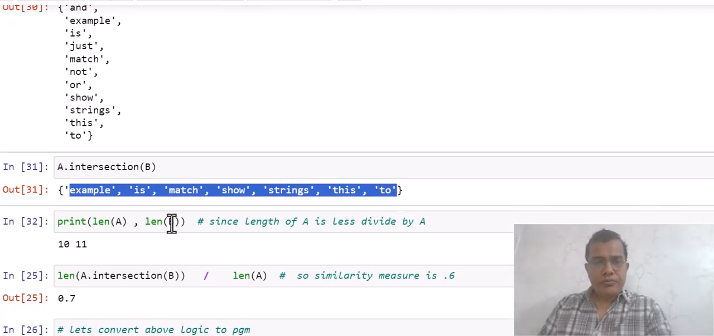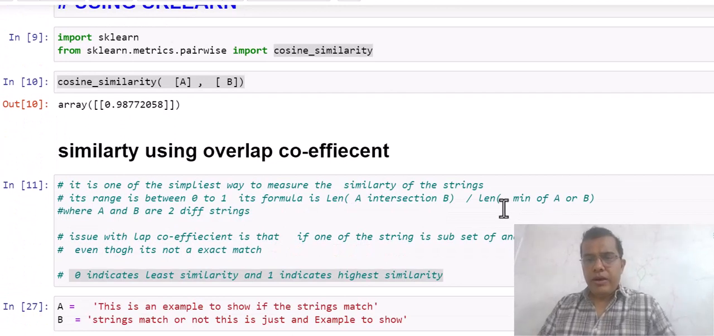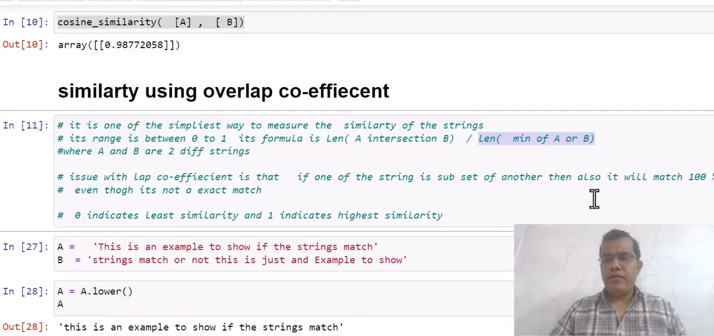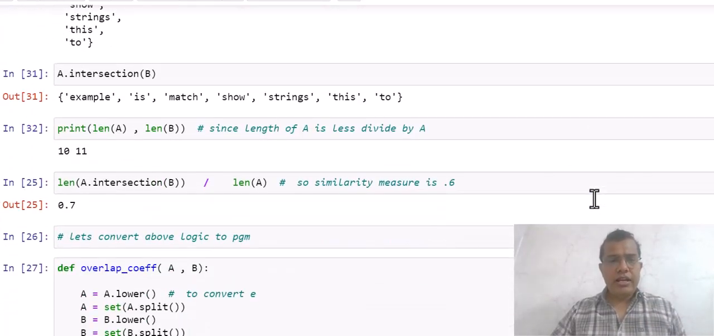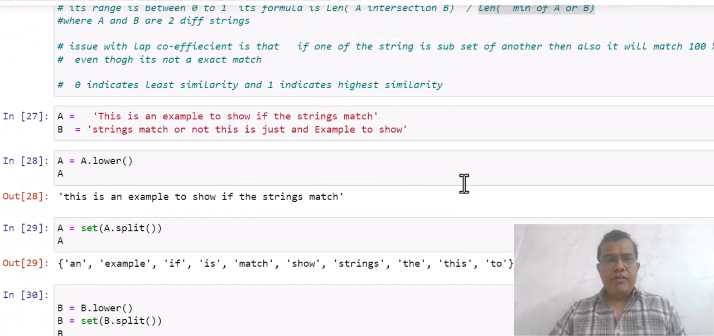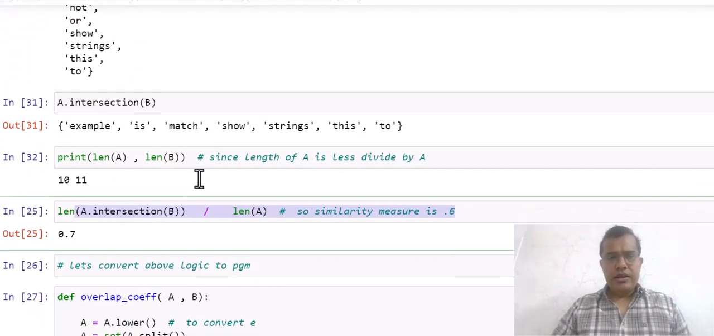Then I'm finding the length of A and the length of B. So the length of A is 10 and the length of B is 11. Since the length of A is less, in the above formula, len of min of A or B, over here I will divide by the length of A, so I'll divide it by 10. So len of A intersection B upon len of A, and the similarity comes out to be 0.6. Here I have done the manual calculation just to showcase how the calculation works.